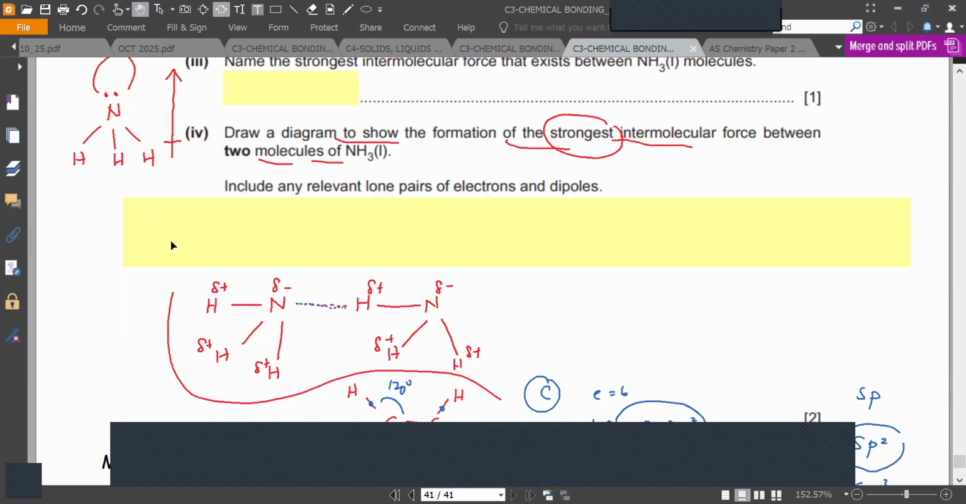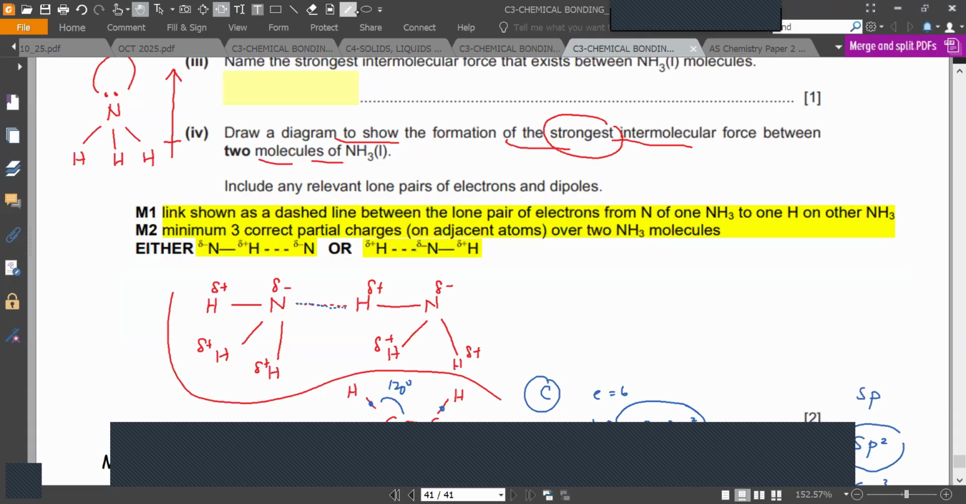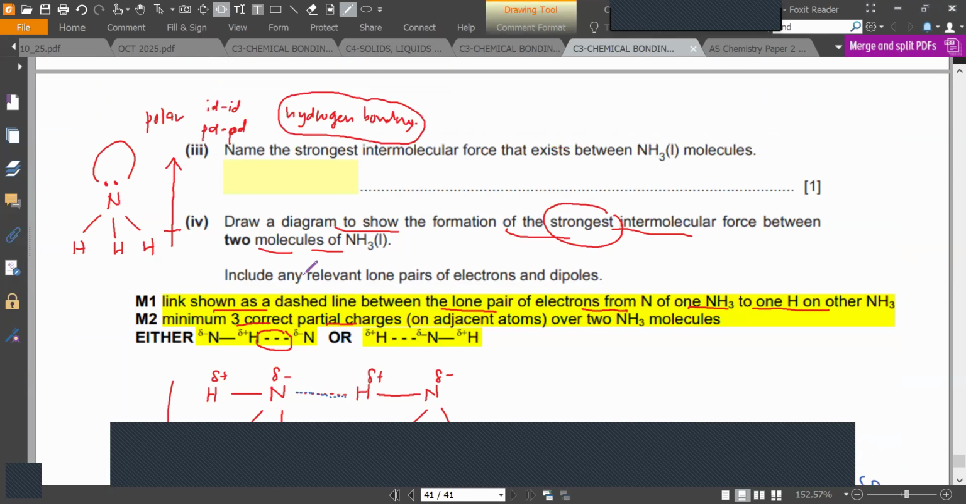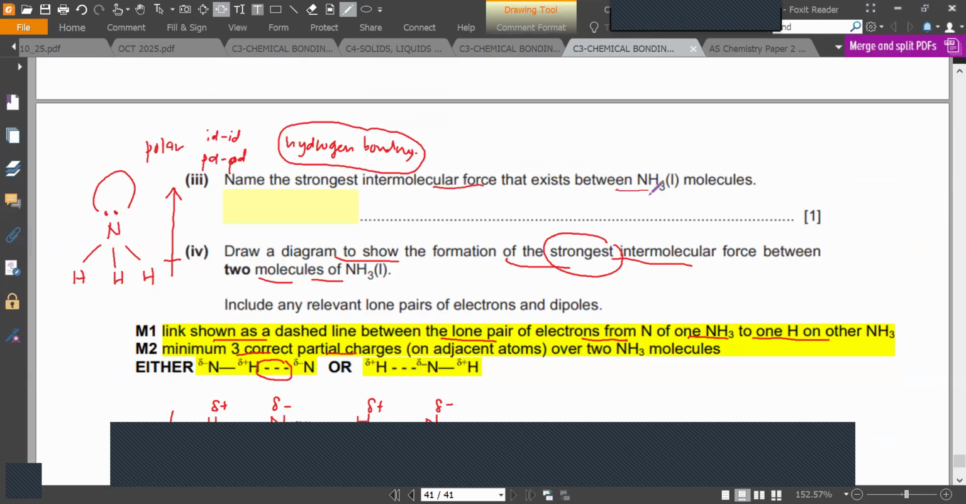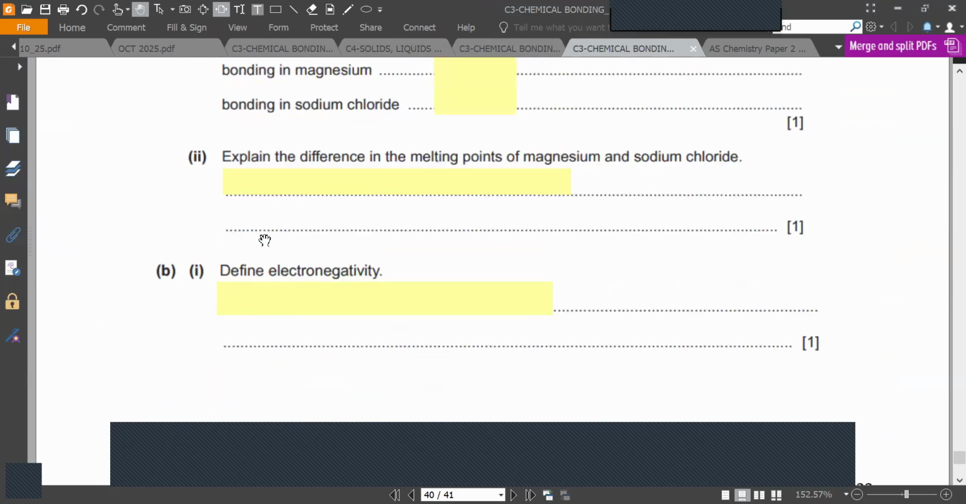If we look at the marking scheme, what's the requirement? The link shown as a dashed line between the lone pair of electrons on the nitrogen on one ammonia to the other ammonia, with minimum 3 correct partial charges. We need to show the partial charges, and then show the hydrogen bonding as a dashed line. So that's the idea. Name the strongest intermolecular forces between the ammonia molecules. We just did that: hydrogen bond.